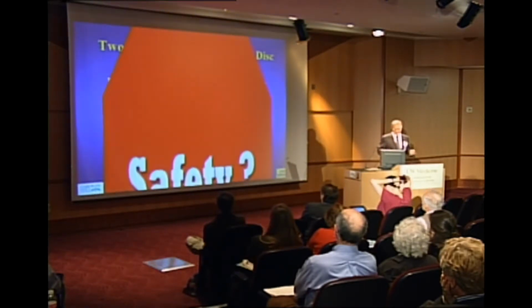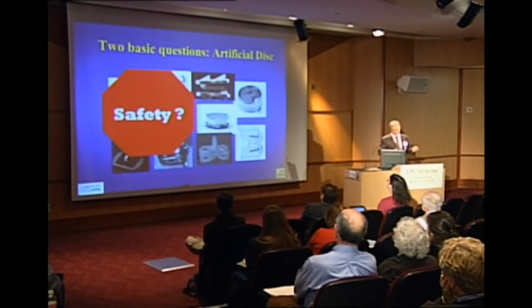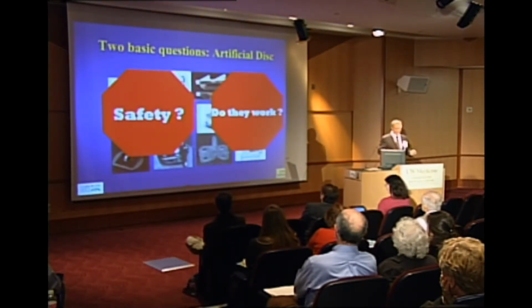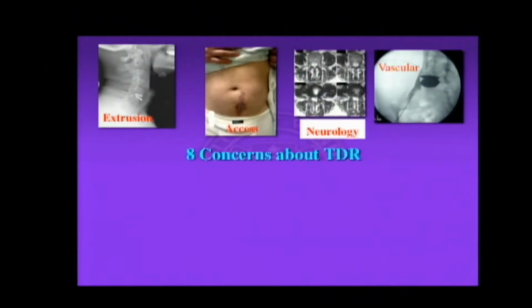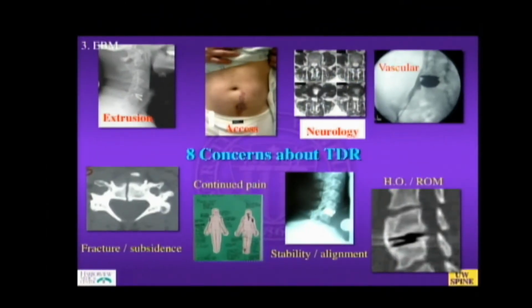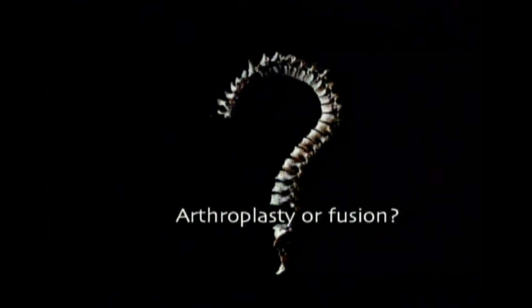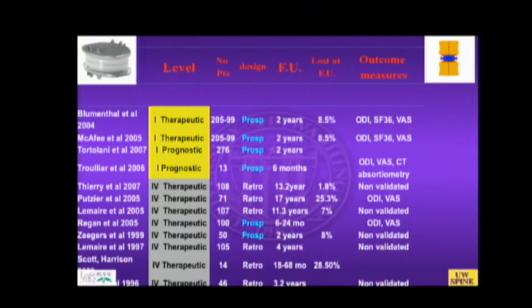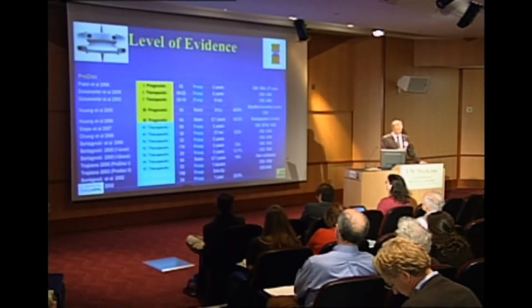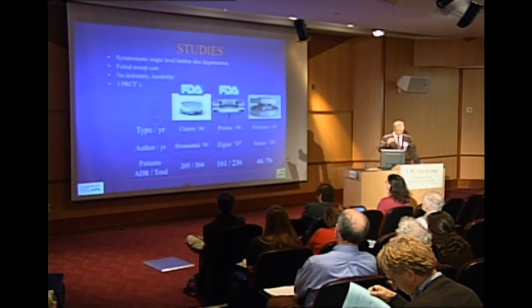So the basic questions of an artificial disc are safety and, number two, the outcomes. And that's the basic duality through which we try to see what we're doing. And there are basic 8 concerns about putting a disc replacement in: extrusion, access, neurology, vascular injuries, fracture subsidence, continued pain, stability, and then reactive moments such as heterotopic bone or other reactive soft tissue processes. The mountain of evidence for arthroplasty or fusion in the lower back is actually a very growing and large body of literature, which for the first time has also brought in numeric fashion a better understanding of what we're actually doing. And again, we're not going to read through all those, but it's a growing mountain of literature.